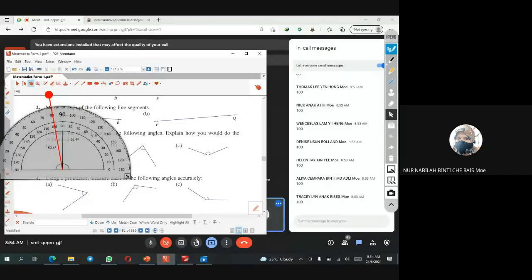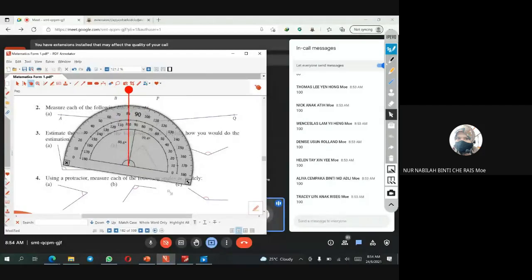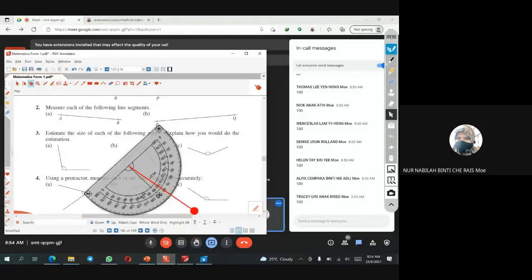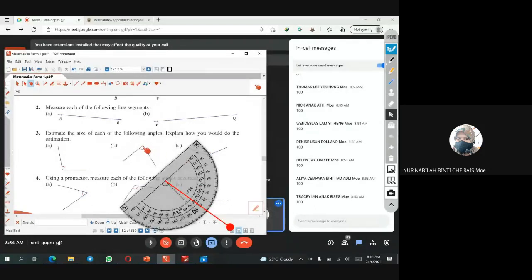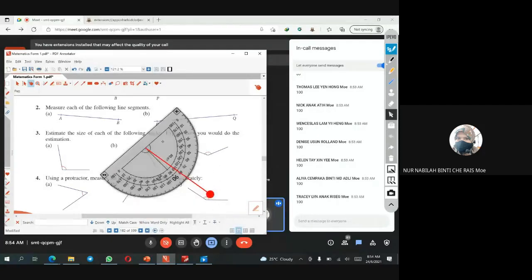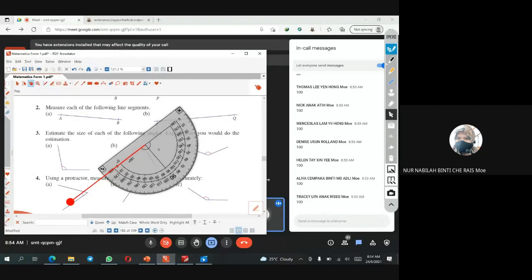Okay, how about B? How to put B? For B, you have to change your protractor like this. Make sure the vertex is at the center of your protractor. Then you arrange it, this one is not on the line, right? So you arrange it so that it will be on the line. Like that. So if this is your 0.